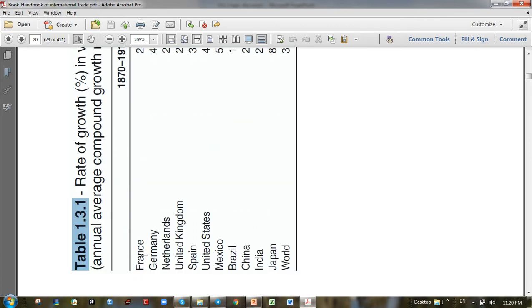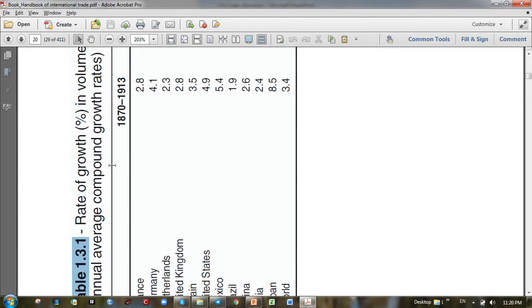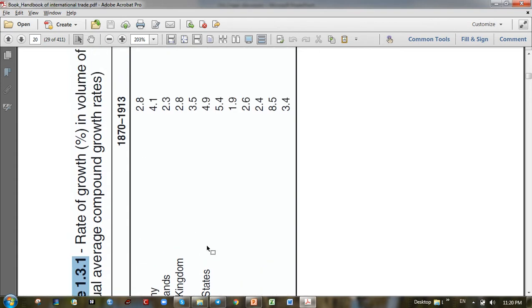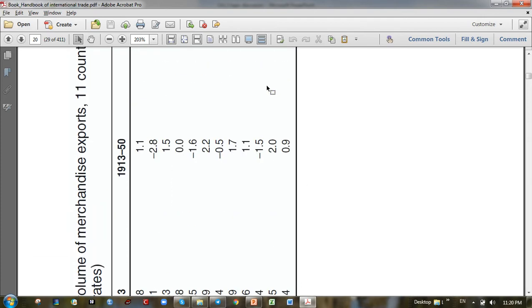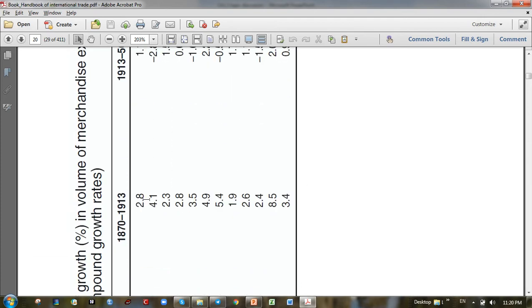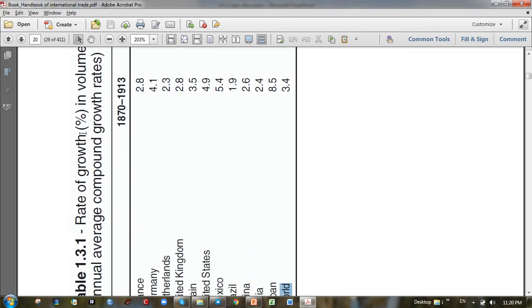For example, this is a country, the annual average compound growth rate. Yes, this is the main country, the key players, and the rest they say the world. Okay, and what is it here? This is the growth rate.